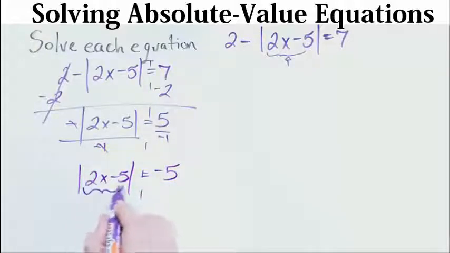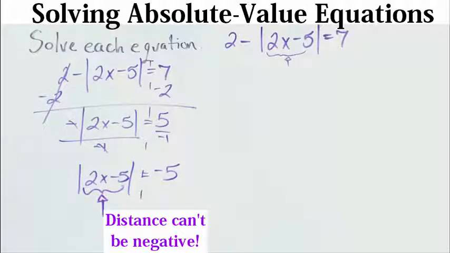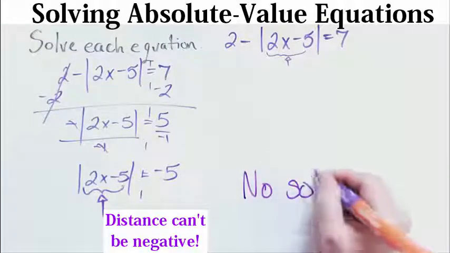I want to know what number I could put in here where it would be negative 5 spaces away from 0. Distance cannot be negative. Since distance cannot be negative, there is no number you could put in here to make negative 5 the distance from 0. That means your answer is no solution. And you're done.